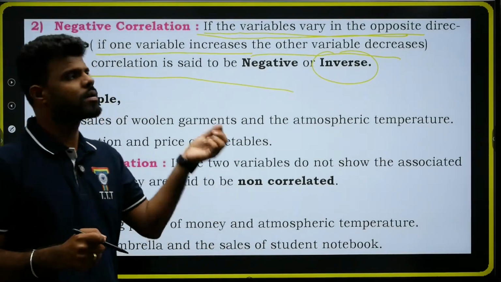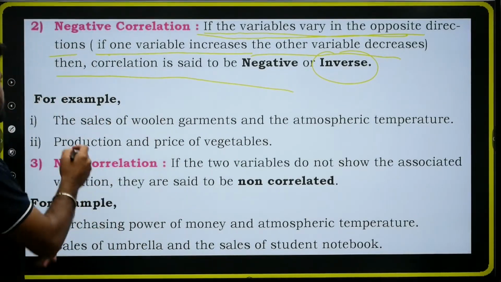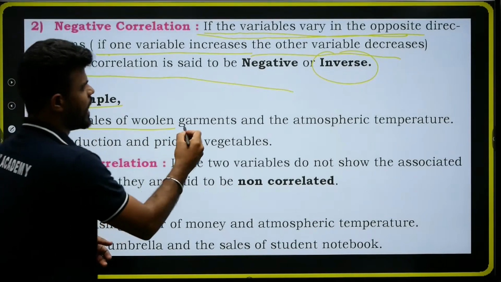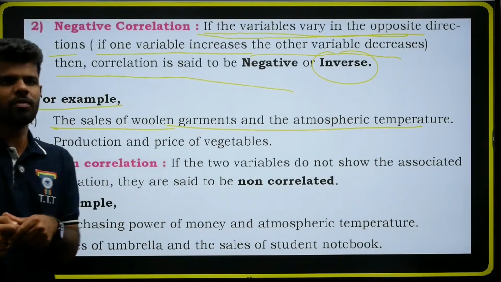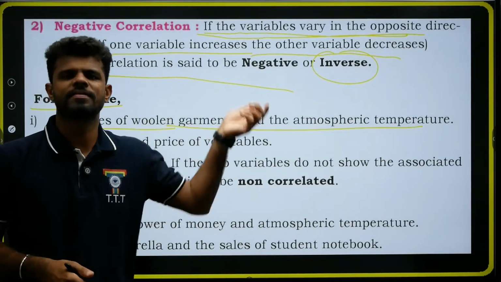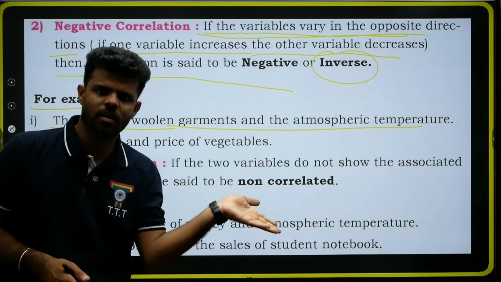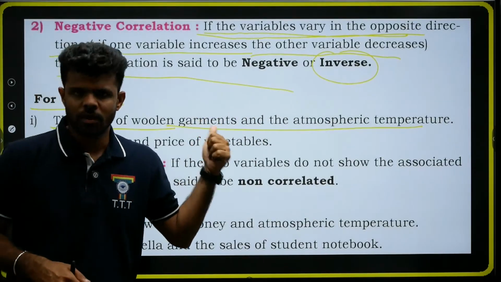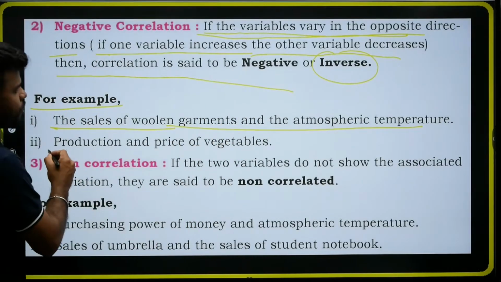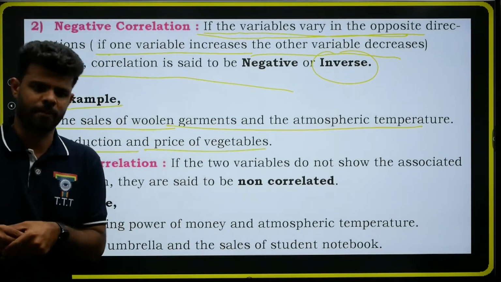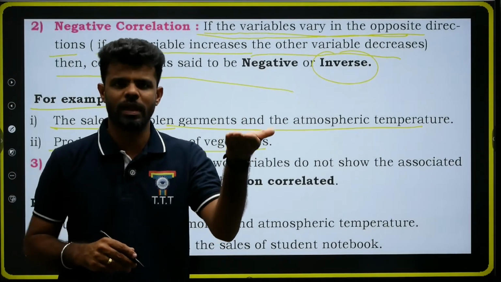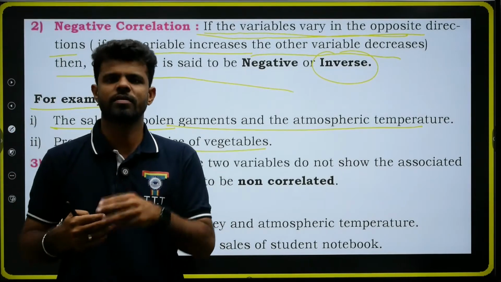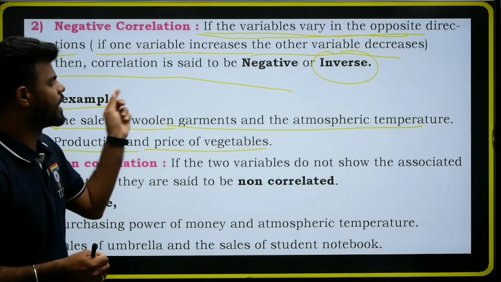Let me give an example for the second type of correlation, that is negative correlation. For example, the sales of woolen garments and the atmospheric temperature. If you take the data of those two variables in a table, one should be in increasing order, another should be in decreasing order, then such two variables are said to be negatively correlated. One more example is production and price of vegetables. If the production of vegetables is more each day, then the price of vegetables will decrease. So that is the best example for negative correlation.